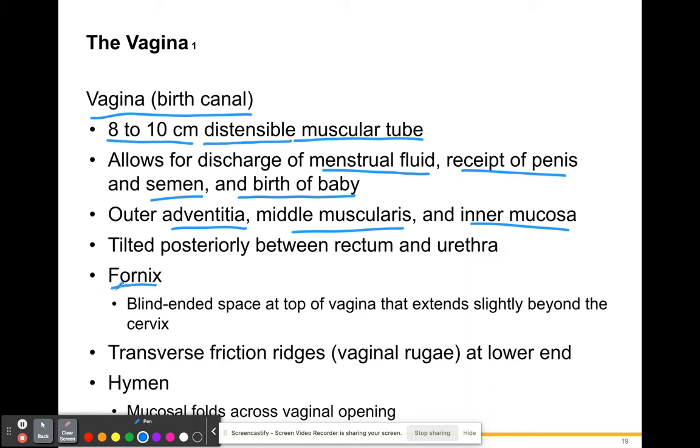The fornix is the blind-ended space at the top of the vagina that extends slightly beyond the cervix. There are transverse friction ridges or vaginal rugae, kind of like the rugae in the stomach. These are like folds, and these folds are towards the lower end of the vagina. And then we have mucosal folds across the vaginal opening called the hymen, which many times is ruptured during sexual intercourse.